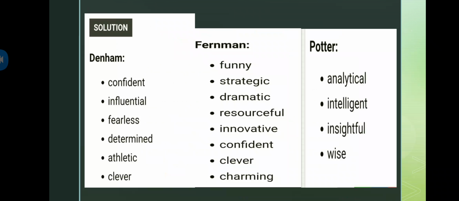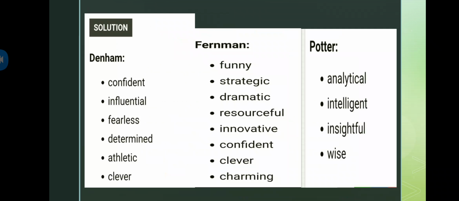Basically, Denham was the one who talked about the PT subject, why it is not given that much importance in the school, and why we only have two periods of PT in the whole week. So that's how we come to know that he is confident, influential, and fearless. Obviously, if someone is talking in front of so many teachers and students, basically the whole student council, and still gathers that much courage to speak in front of everyone, that shows his interest in athletics and how clever he was.